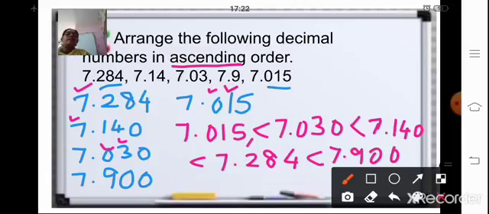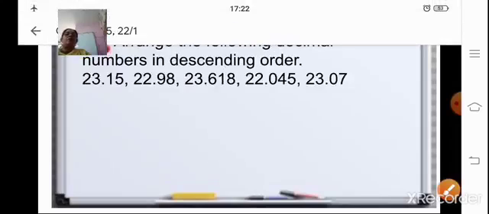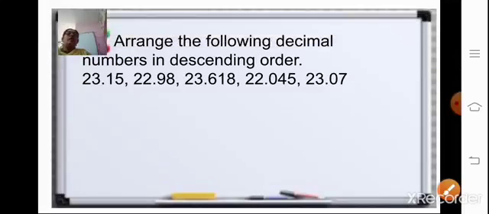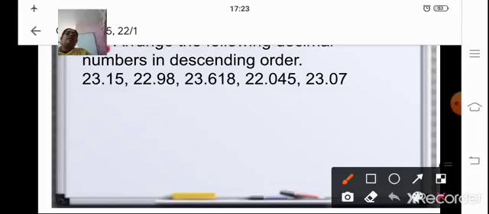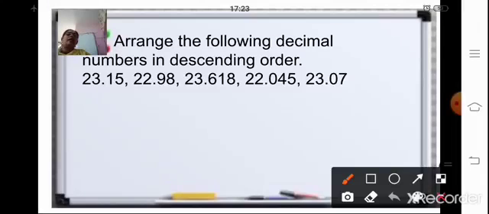Coming to the next example. Here you have to arrange the following decimal numbers in descending order. So the numbers are 23.15, 22.98, 23.618, 22.045 and 23.07. So the first step is, we'll change the unlike decimals to like decimals.